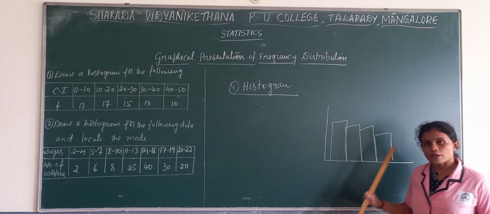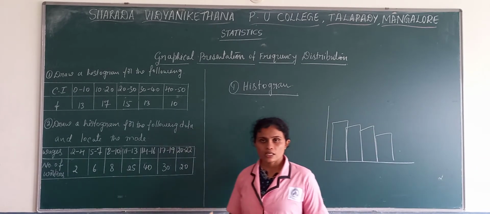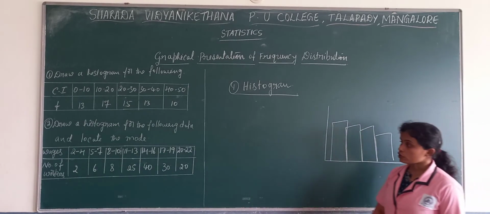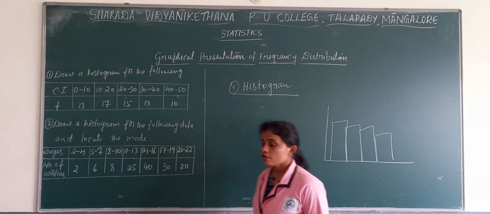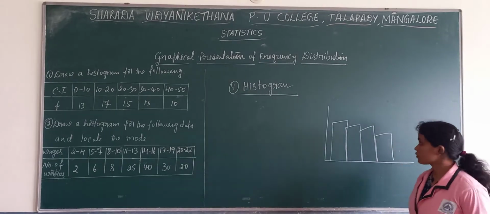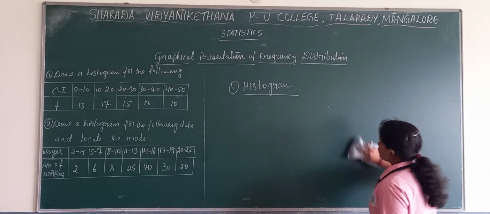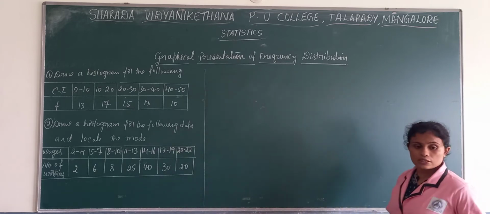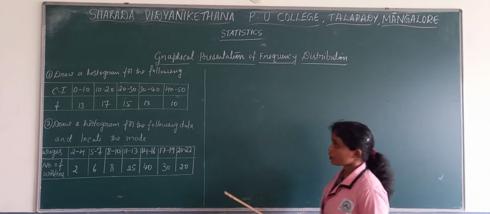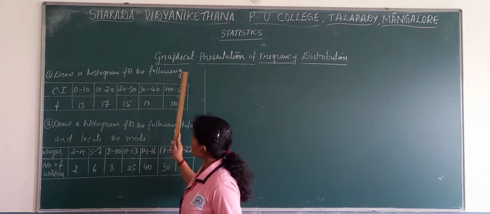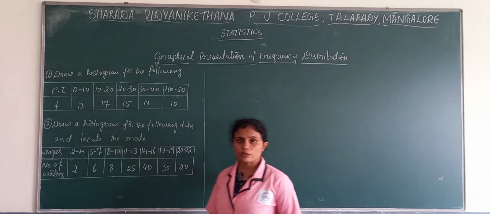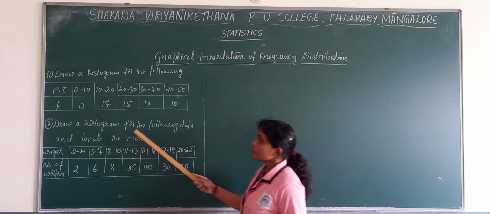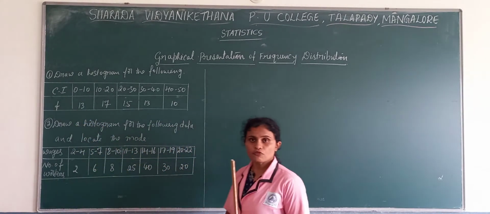If you draw it on plain paper, it is wrong. Graphs are always drawn on graph sheet. Now we draw a histogram for these two frequency distributions. We'll see how to draw the histogram. We'll take the first one. See that first frequency distribution. Draw a histogram for the following. They have not mentioned whether it is number of marks or number of students. Directly they have given class intervals and frequency.